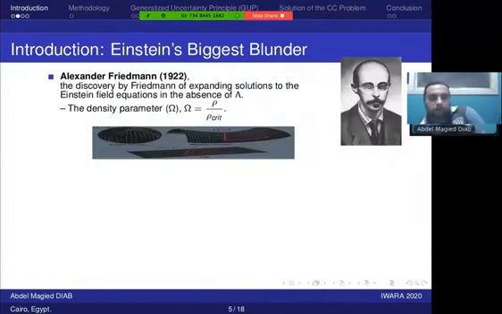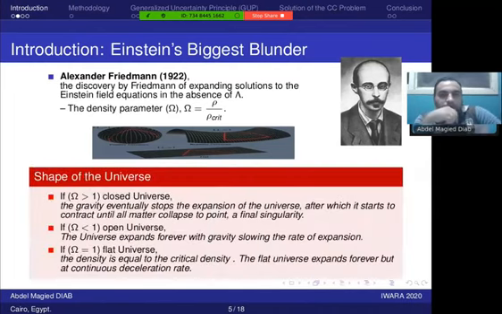In 1922, Friedmann discovered the expanding solution to the Einstein field equation without the cosmological constant and defined three solutions in three forms, related to the density parameter, which is defined as the ratio of the density of the universe to the critical density of the universe. The three cases are as follows. In the first case, the density parameter is greater than 1, and the universe is a closed universe.